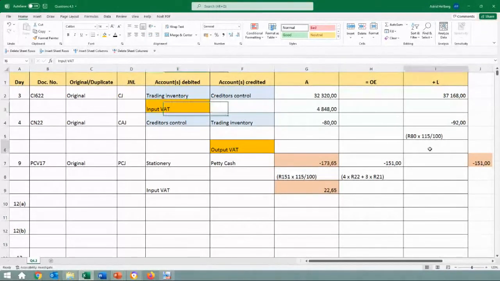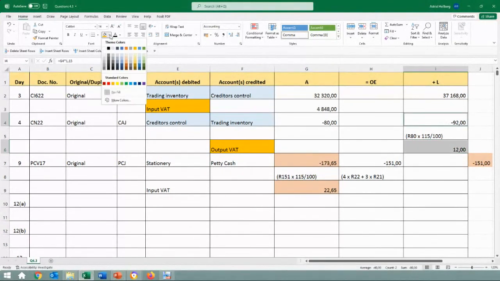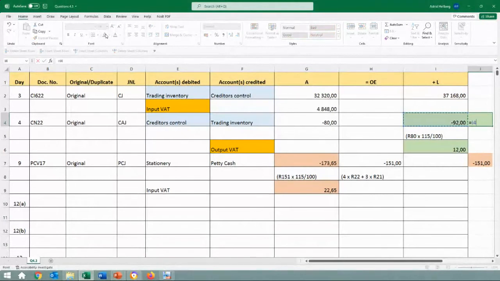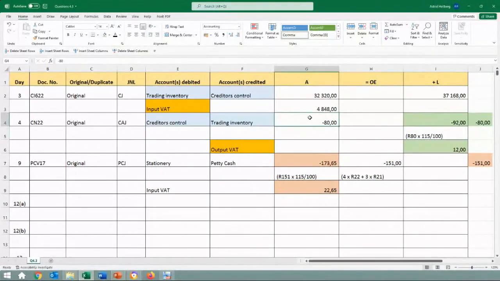So if output VAT is a liability, we will put the 12 Rand, which is the difference between the two. But now remember, we need to balance it. Because we have to pay it over to SARS, this would be positive. And then if I add these two together, so let's just make this a light green, just to show you. If I add the negative 92 with the positive 12, I get a negative 80. And this is how I know it balanced to the asset side. So I've balanced the equation.